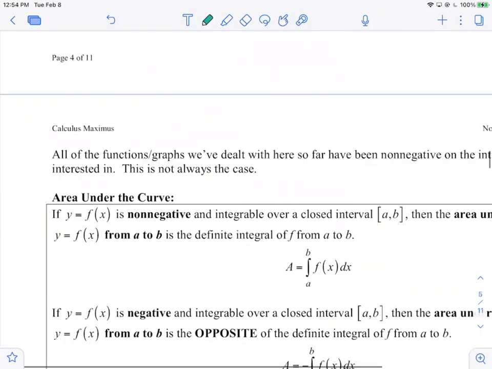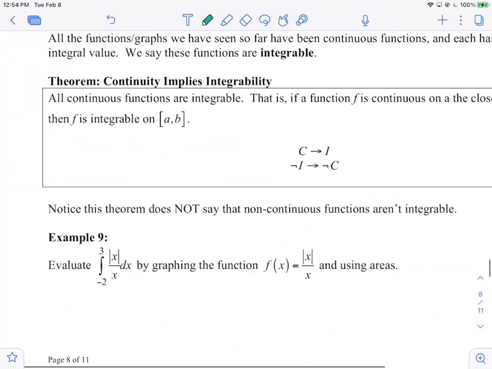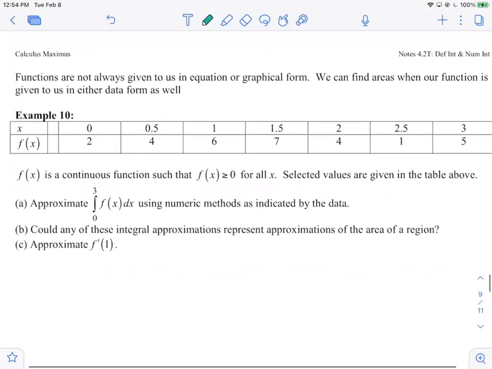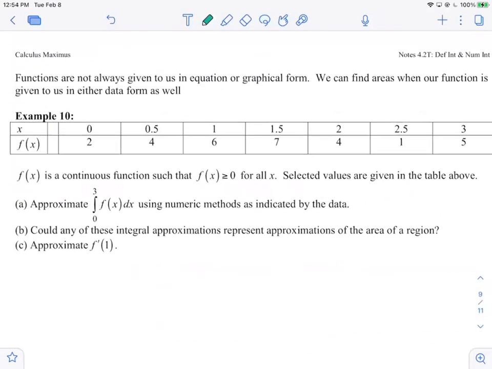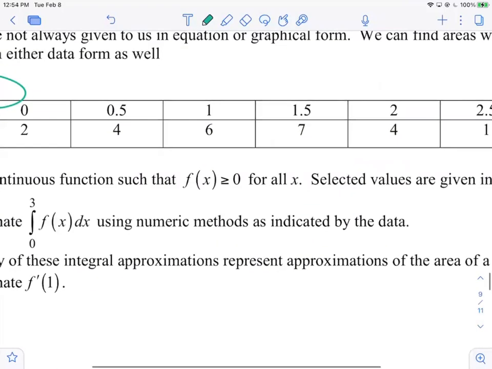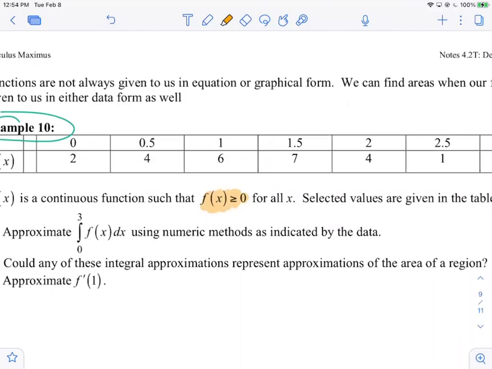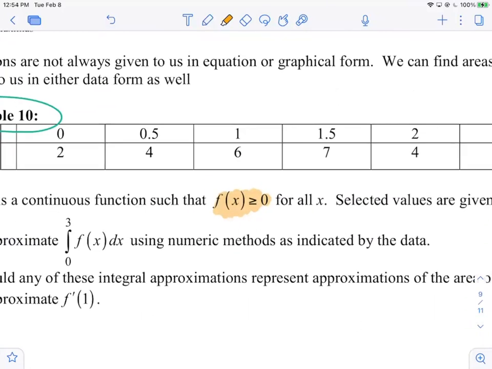Okay. So let's jump down to example 10. Going a little bit out of order here. It says f is a continuous function such that f of x is greater than 0 for all x. Selected values are given in the table above. Part A, approximate the integral from 0 to 3 using numeric methods as indicated by the data.